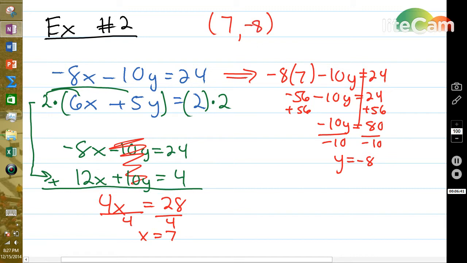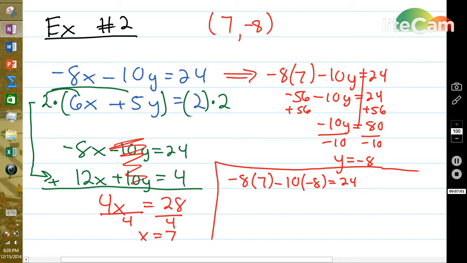So my solution right now is 7 comma negative 8. This is the point at which these two lines cross. Again, to check our answers, plug x and y back into each equation. So in the first equation, instead of x I'm going to write 7, minus 10 times y, instead of y I'm going to write negative 8, equals 24.